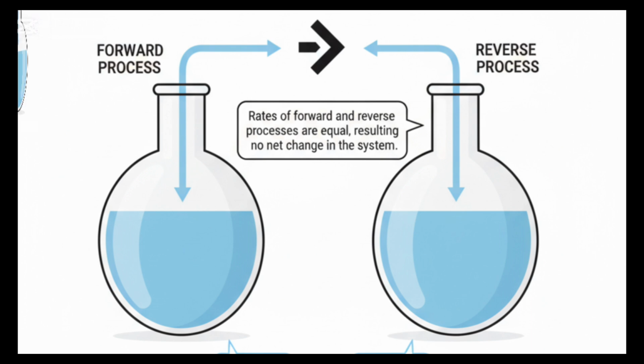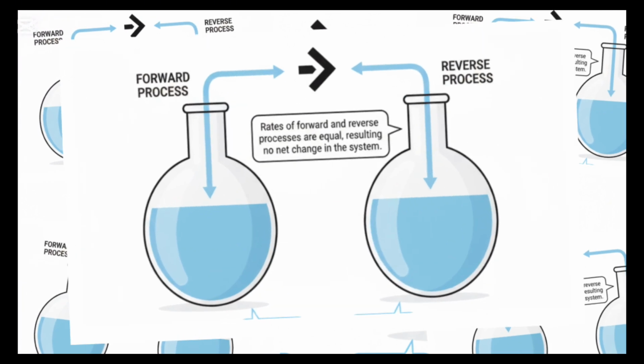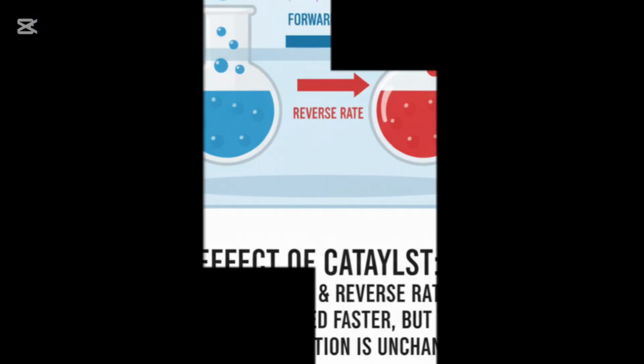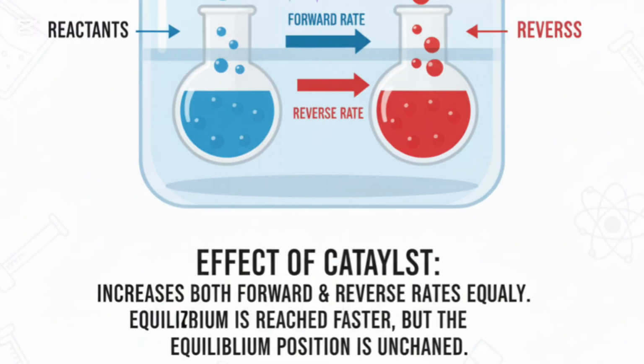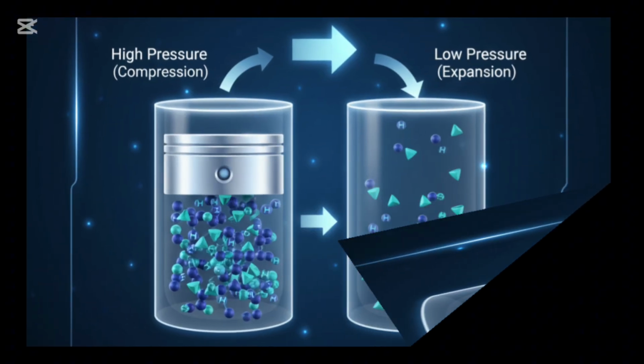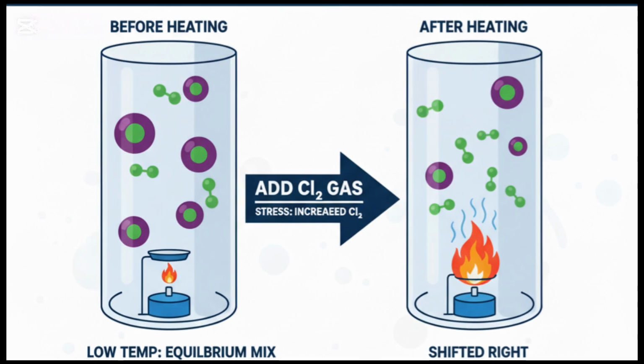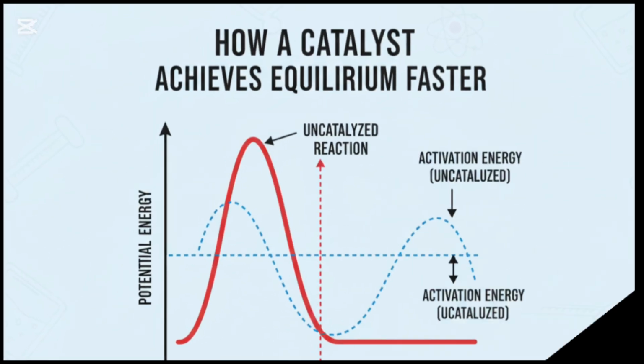Let's summarize everything we learned. Reversible reactions can reach equilibrium where both reactions occur at the same rate. Catalyst speeds up both directions equally. It does not shift the equilibrium position. Pressure, temperature, and concentration can shift equilibrium, but catalyst never does.